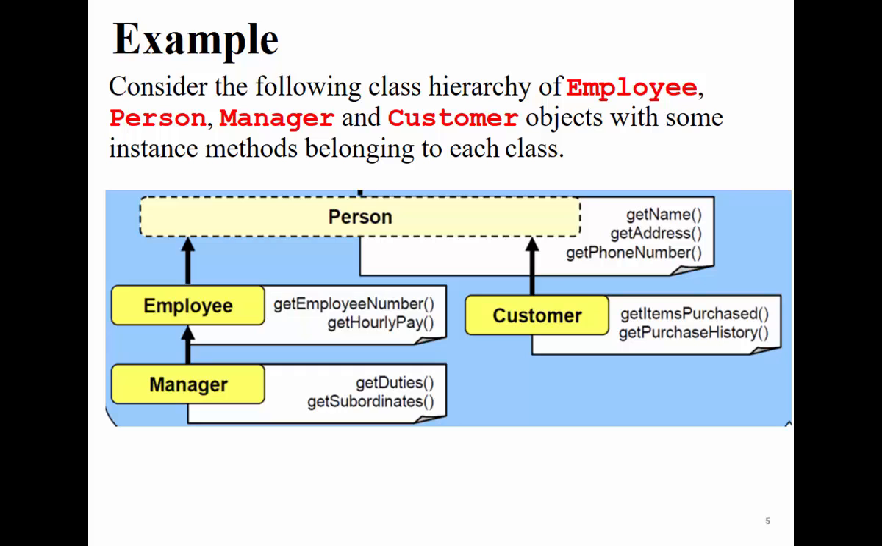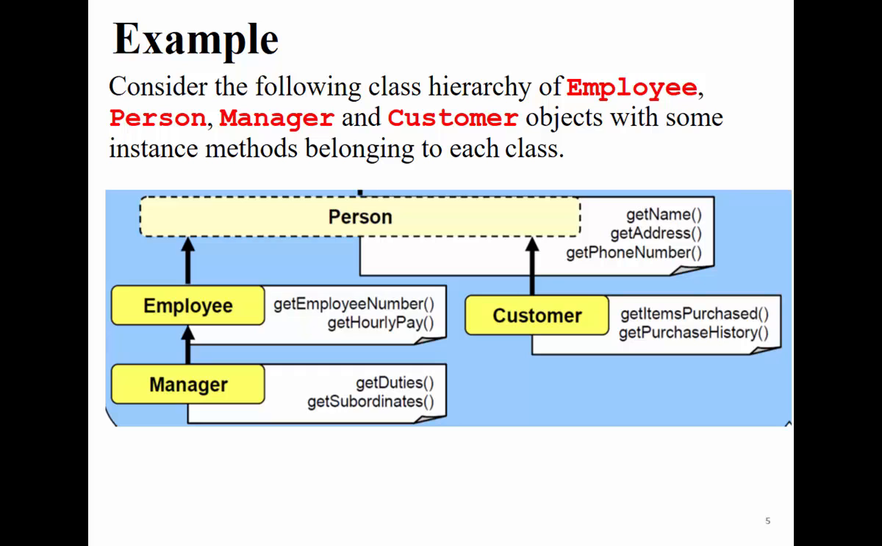So here is an example. We discussed this example last time, and we revisit it again to make it clear for everyone. You can see here we have the Java hierarchy. We have the person, and we have employee, which is a subclass of person, and manager is a subclass of employee. Look at the person. Person has three methods, or you can say three behaviors: get name, get address, get phone number.